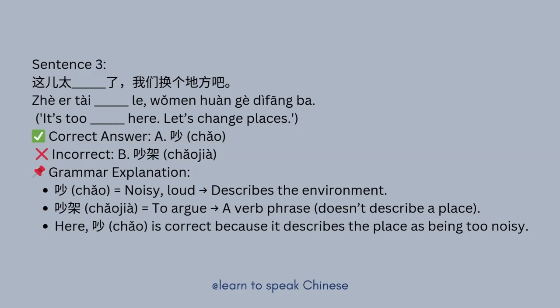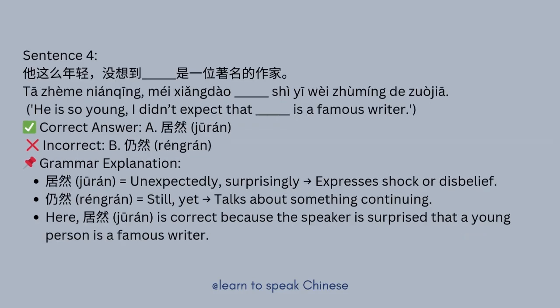Option B, 吵架, means to argue or to have a quarrel. It's a verb that refers to a conflict between people. It doesn't make sense in this context because we're describing the environment, not a fight between people. Now, the last one. The correct answer is A.